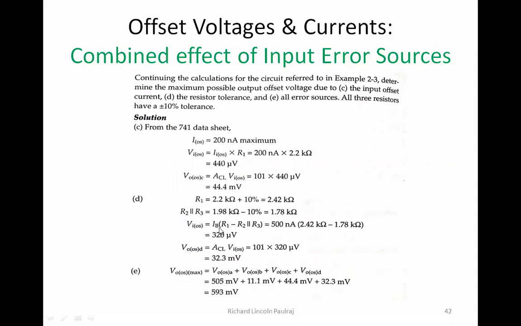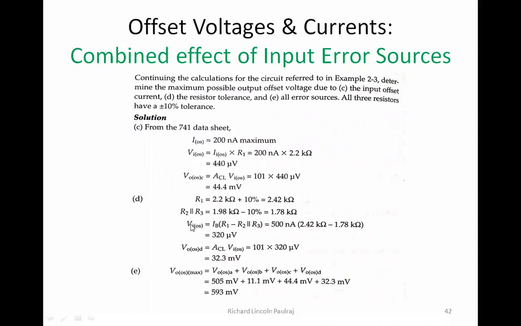So we know that V is equal to I into R. So I into R is nothing but R1 minus this one, multiplied by IB. We had found out that it's about 500 nanoamps. 500 into R1, we have the value here. The new value I'm bringing down here, minus R2 in parallel with R3, so I have about 1.78 kilo ohms. Taking these new values, I will be getting 320 microvolts.